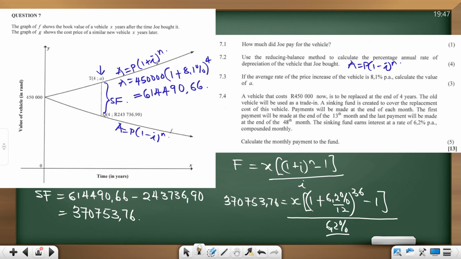Comma 2% over 12. Are we okay? Did you miss the 36? What did you guys do? 35. Top minus bottom plus 1. Another way, if you don't want to do that, please listen. Another way to do this, count yearly.